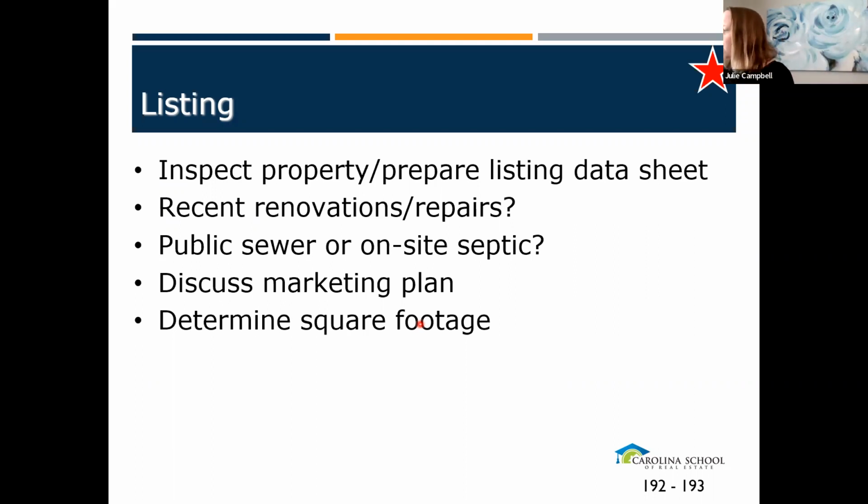We need to discuss our marketing plan with the seller. How do I plan to market? Am I going to put it online? Am I going to put it in the newspaper? Am I going to do an open house? What am I going to do to market, get word out?